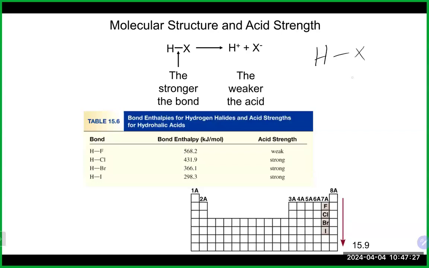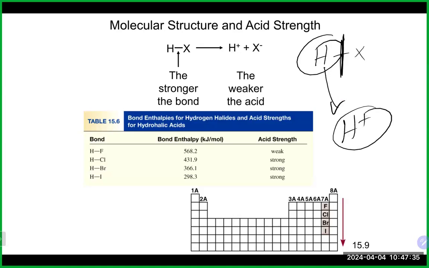What makes something an acid in this case is the ability to break that bond and release that hydrogen into the solution as H plus basically floating around. So the stronger the bond energy is, the harder it is to break that bond, which means the H is going to hang on there a lot longer and less of it's going to come off into the solution, and that will actually make it a weaker acid.